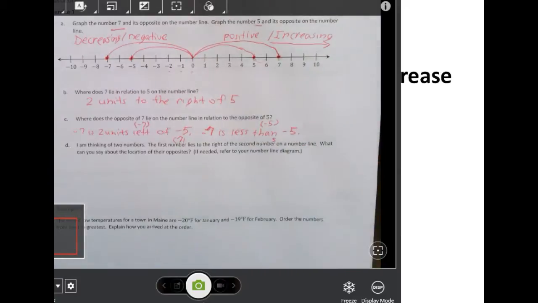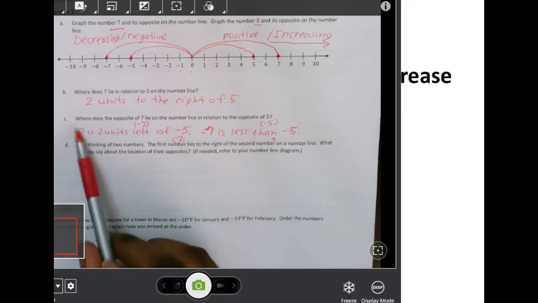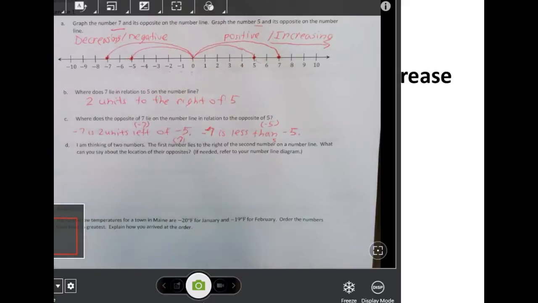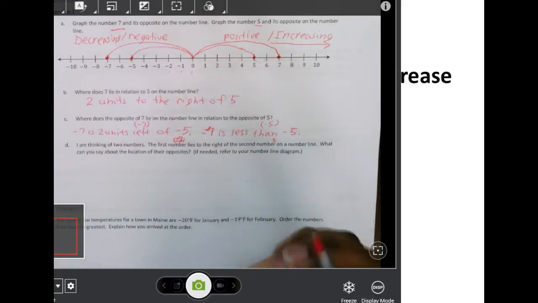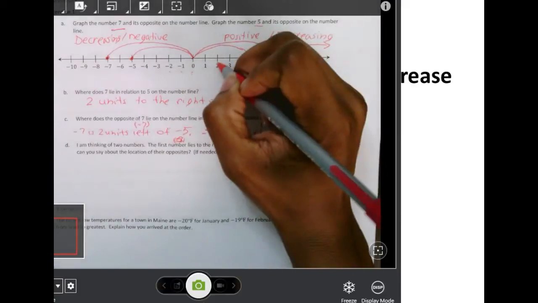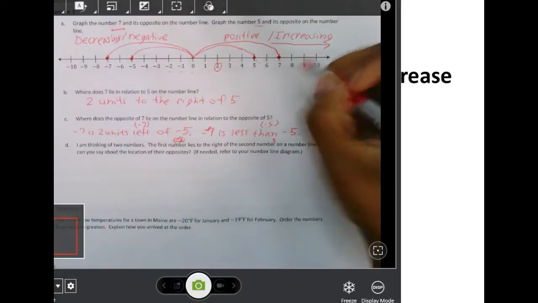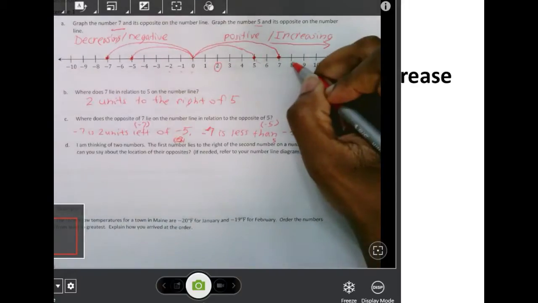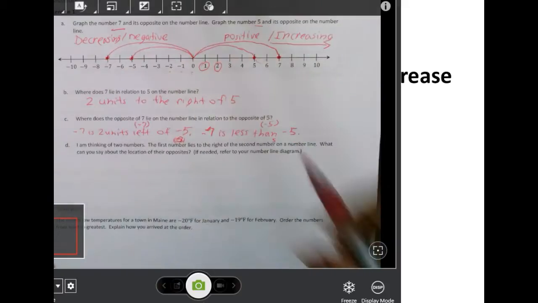What can you say about the location of their opposites? If needed, refer to your number line. So basically, if we use those 2 numbers, we will end up with the same answer that we got for C. So let's use different numbers. Let's say that our first number is 2, and our second number is 1. So 2 and 1.